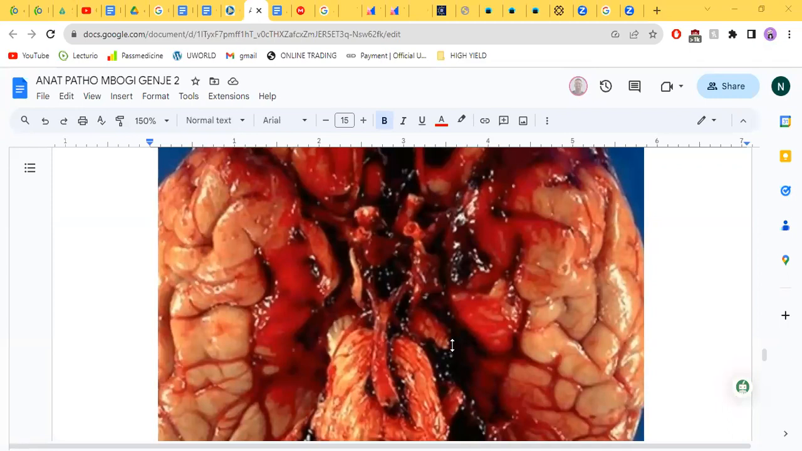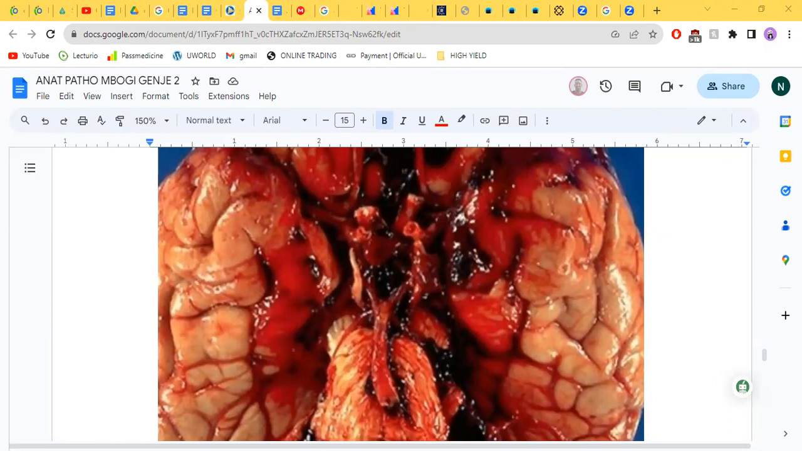Now, in which part of the circle of Willis, between which two vessels do you find about 90% of berry aneurysms? The anterior communicating artery, and the middle cerebral artery. Yeah, so the anterior part of the circle of Willis.